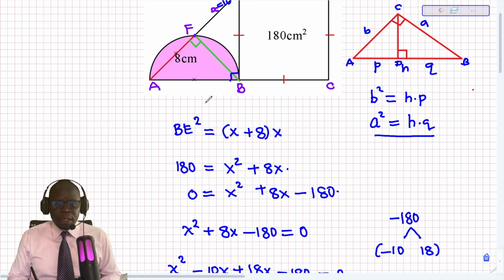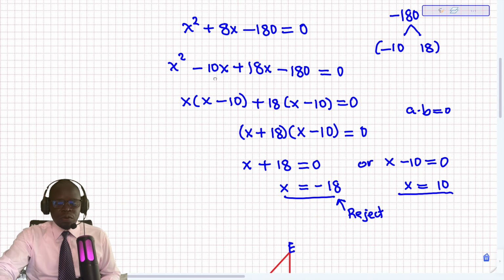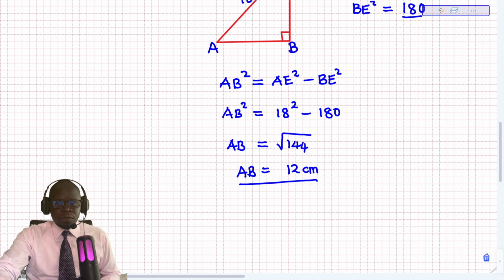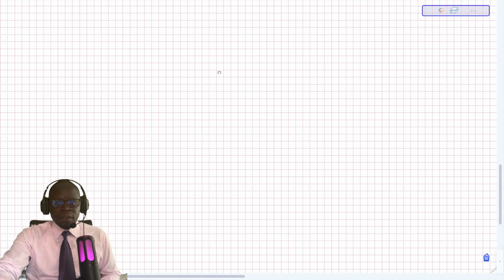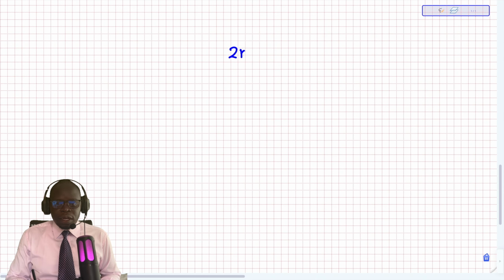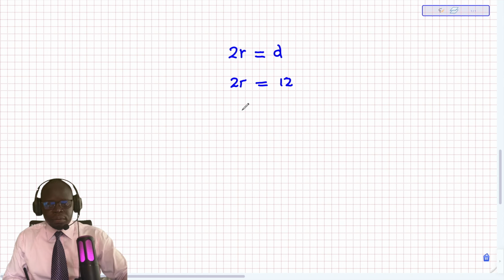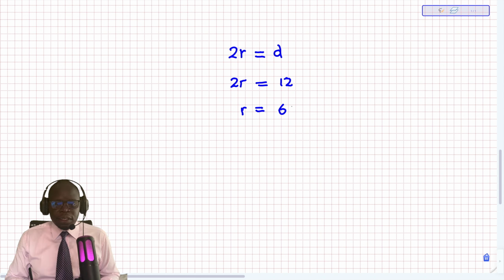So we said AB is 12 centimeters, and we know that AB is the diameter of this semicircle. We're trying to look for the area. Therefore, diameter is the same as twice the radius. Since we already know our diameter to be 12, we can get the radius by dividing both sides by 2. Therefore, our radius is 6 centimeters.